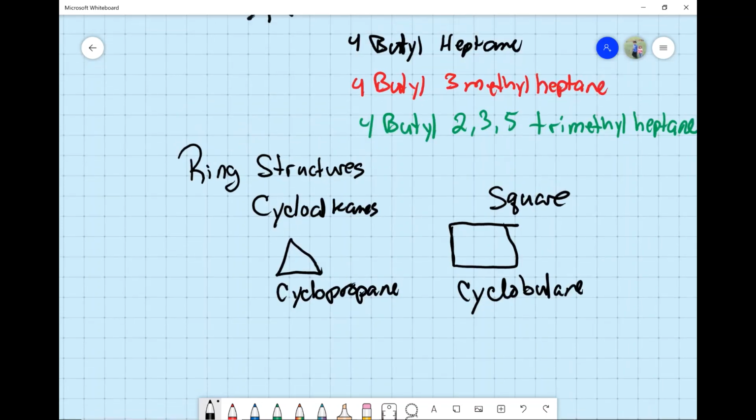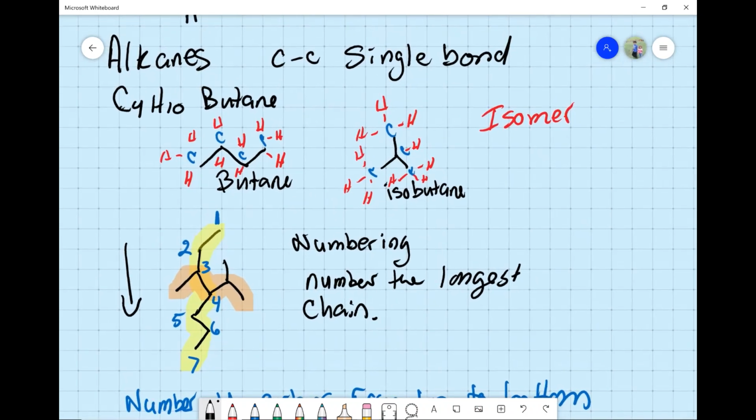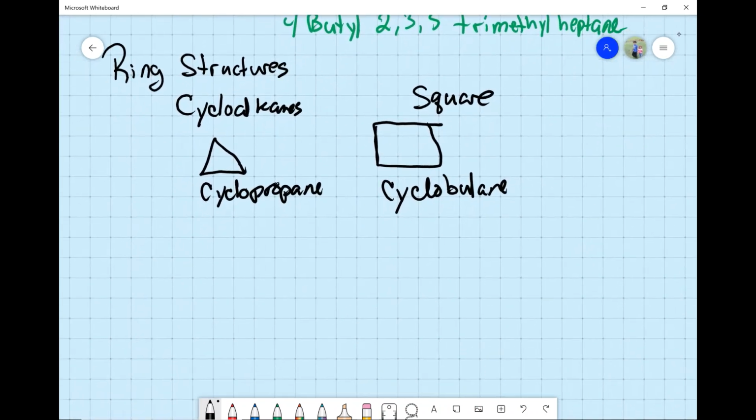And so what do we say butane was? We said butane. I have to go back and look. I'm sorry. I'm embarrassing myself. C4H10. So we have, let's see if I can do that.